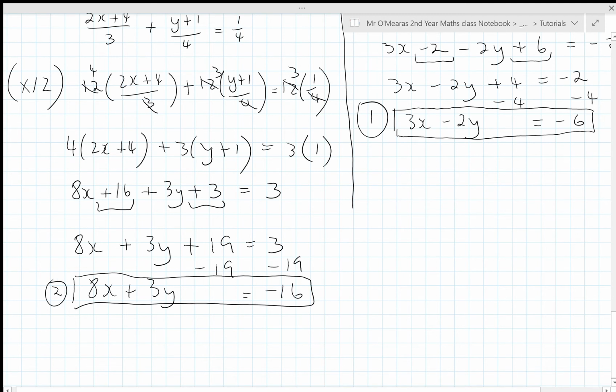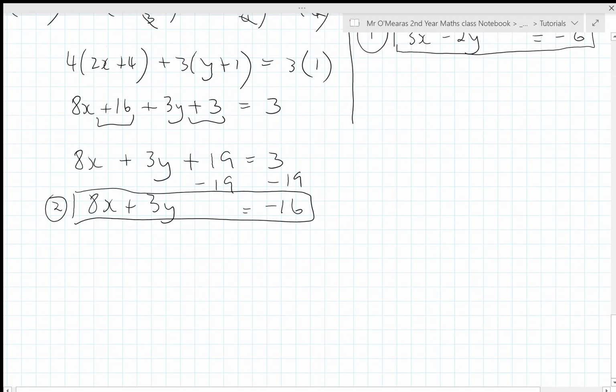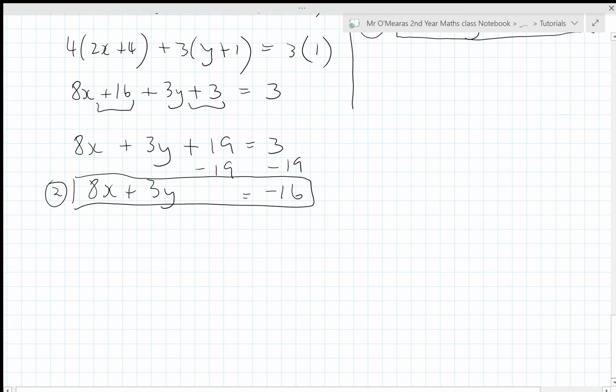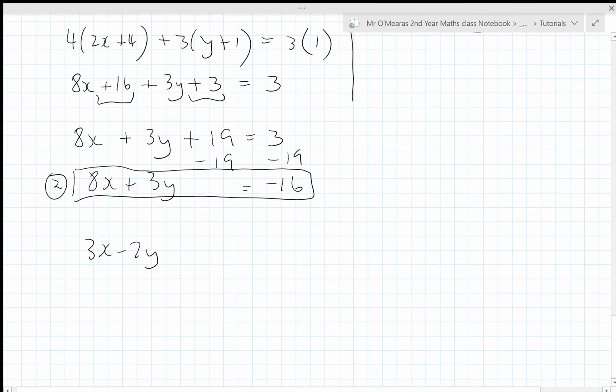So this is line number 1 and line number 2. So we have 3x minus 2y equals minus 6. That's line number 1. And line number 2 is 8x plus 3y equals minus 16. Okay, so now we kind of almost start from scratch again.